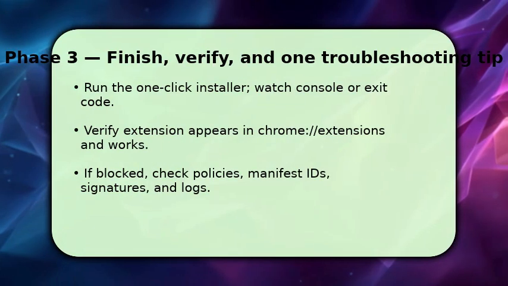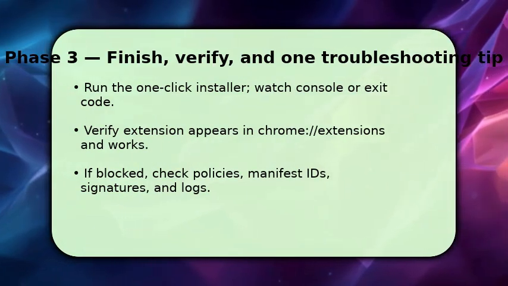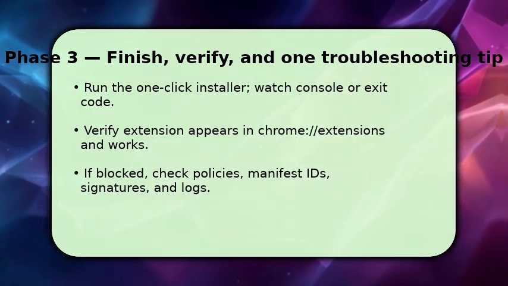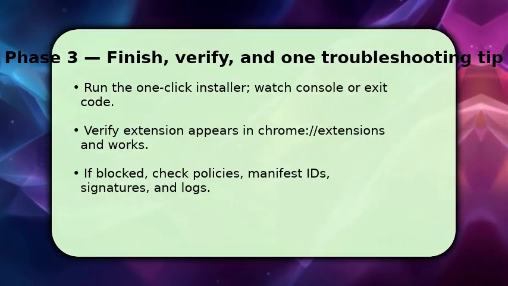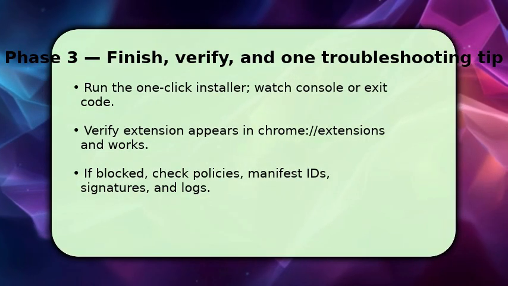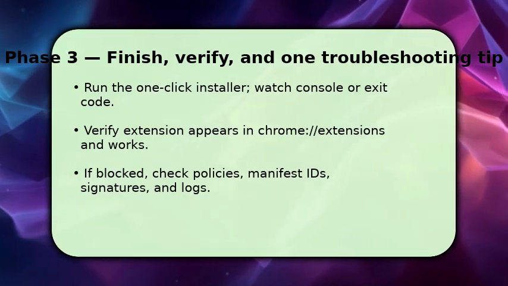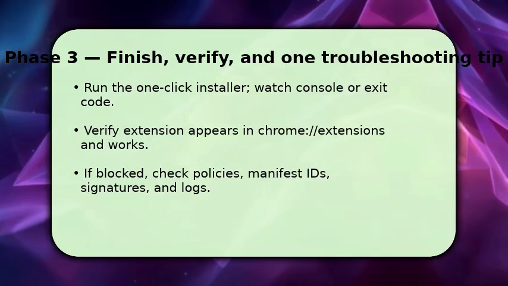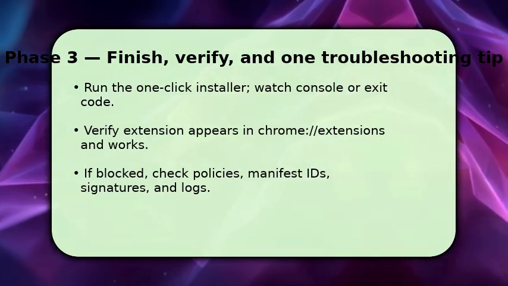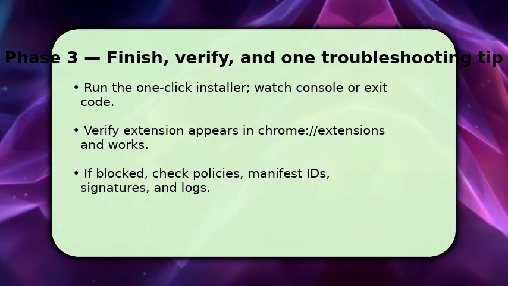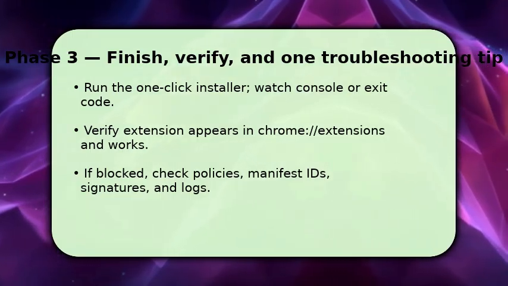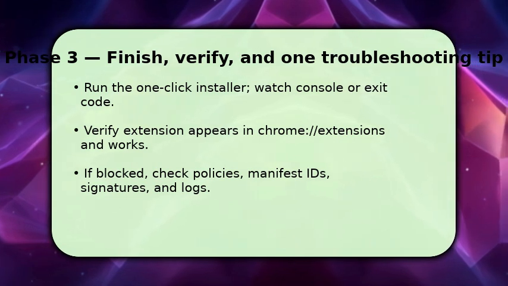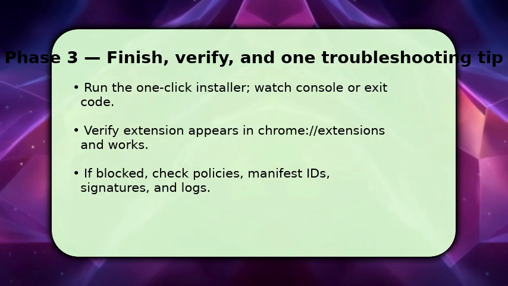You're ready to deploy. Run the one-click installer and watch the console for success codes or error lines. After it finishes, open chrome://extensions to verify the extension is installed and enabled, then test core features. If something fails, triage by checking applied policies, confirming the extension ID and update URL match, and verifying the package signature and permissions. Also review Chrome logs for policy load errors. That single tip usually reveals registry or JSON formatting issues that stop the install.